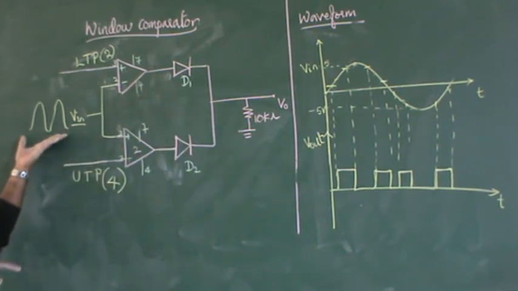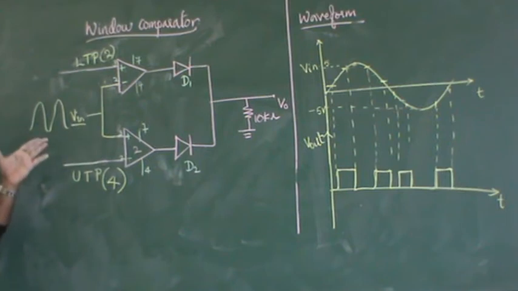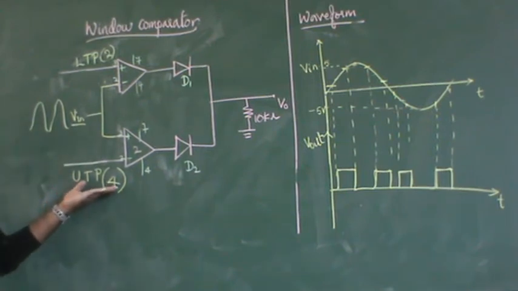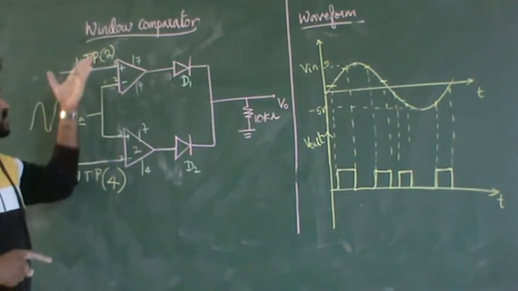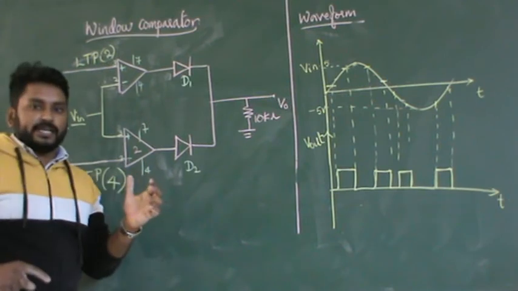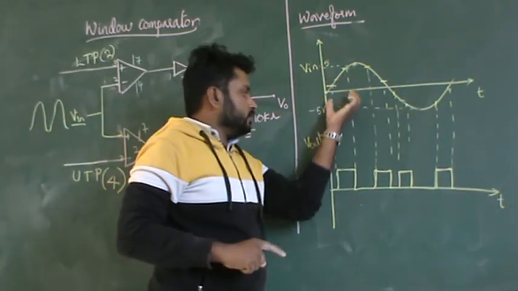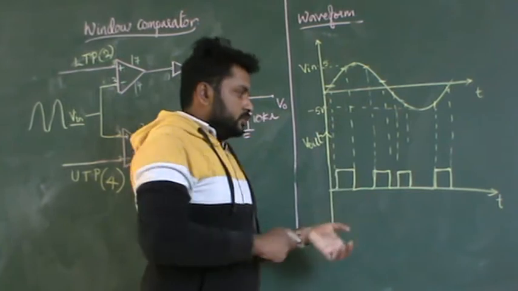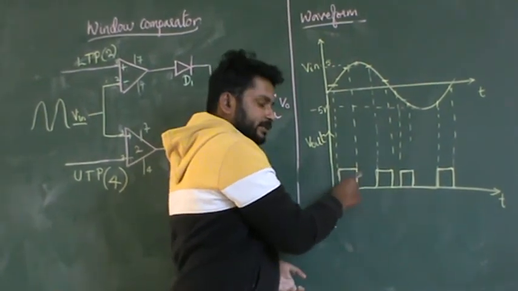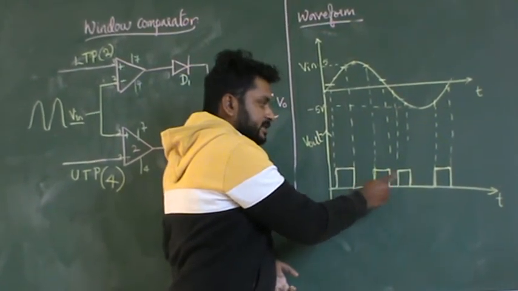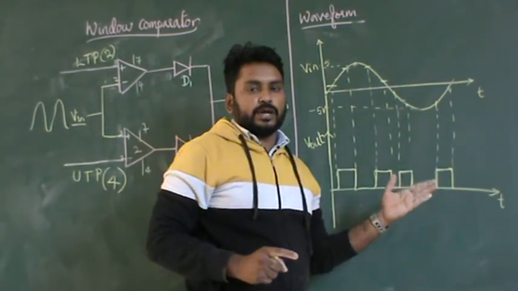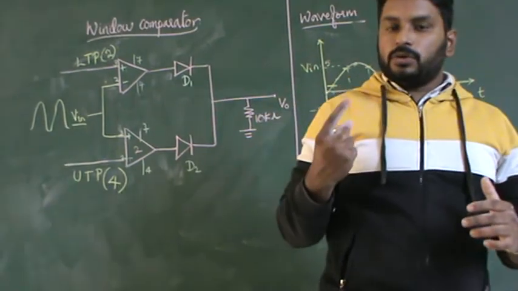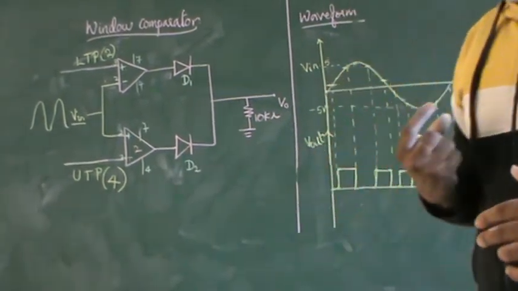Here you are applying the input voltage, which is a 10 volts peak to peak sinusoidal waveform, and I am assuming the upper threshold point as 4 and the lower threshold point as 2. When I assume these threshold points, only the voltages that come between 2 and 4 will be passed. So the output will be high at that particular point and low at the remaining points. So finally you will be getting it like this. All these things you can look into in the circuit whenever we do the implementation.